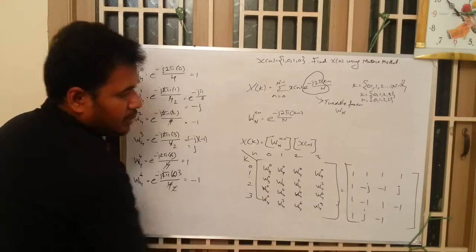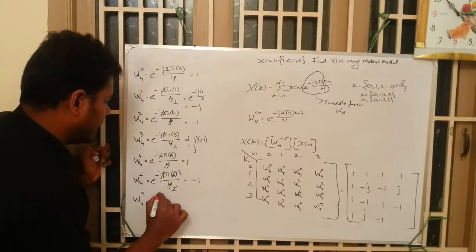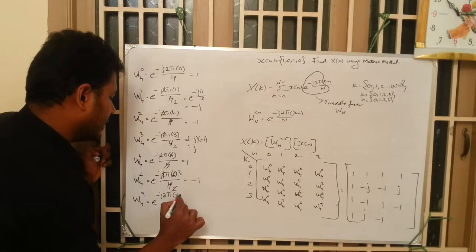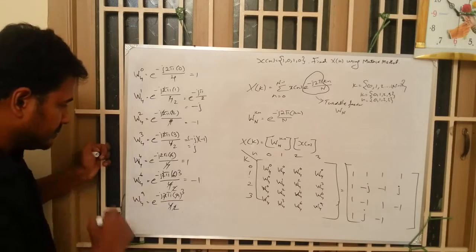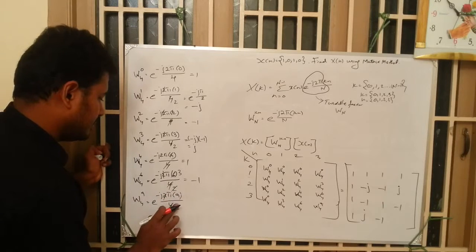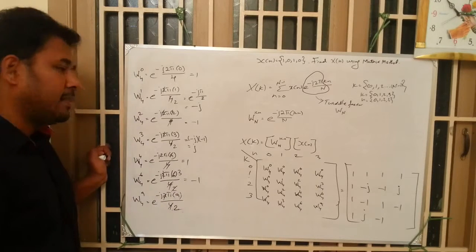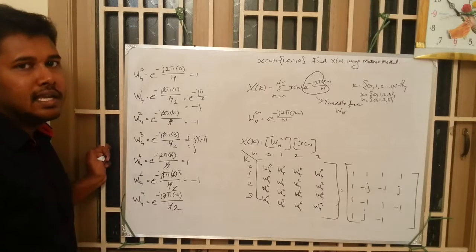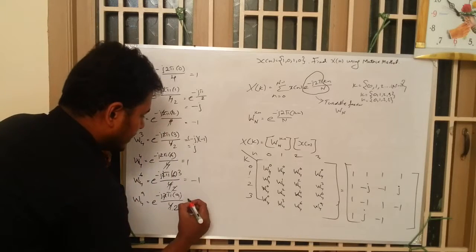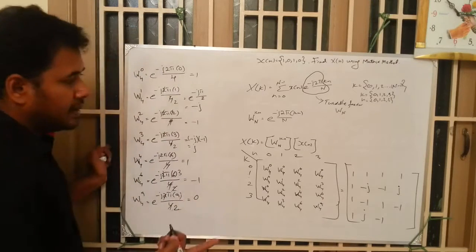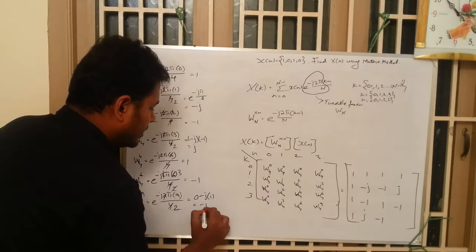Next, the last element is W base 4 power 9. E power minus j 2 pi into 9 by 4. So it is e power minus j 9 pi by 2. E power minus j 9 pi by 2 is cos 9 pi by 2 minus j sin 9 pi by 2. Cos 9 pi by 2 is 0. Sin 9 pi by 2 is 1. So we already have minus j here into 1. It is going to be minus j.